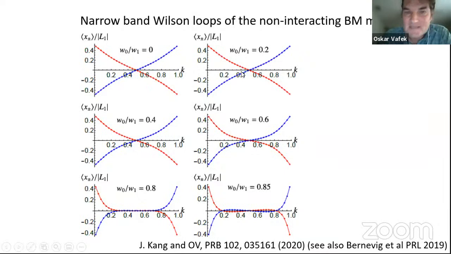As we start increasing this ratio, we still see this winding. But you see the shape of the Wilson loop is actually changing as you move away from the chiral limit. The topology doesn't change, but the geometry does.